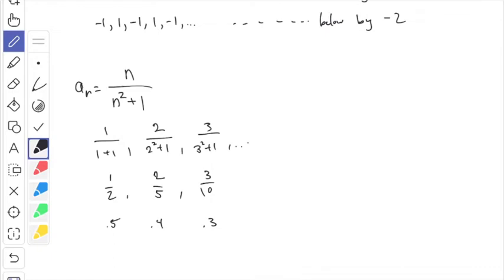Anybody have any feelings about this? Is it bounded above? Is it bounded below? Now, looking at these so far, it seems that they are bounded above. Like, they seem to be getting smaller every time. I don't know about below. What do you think?